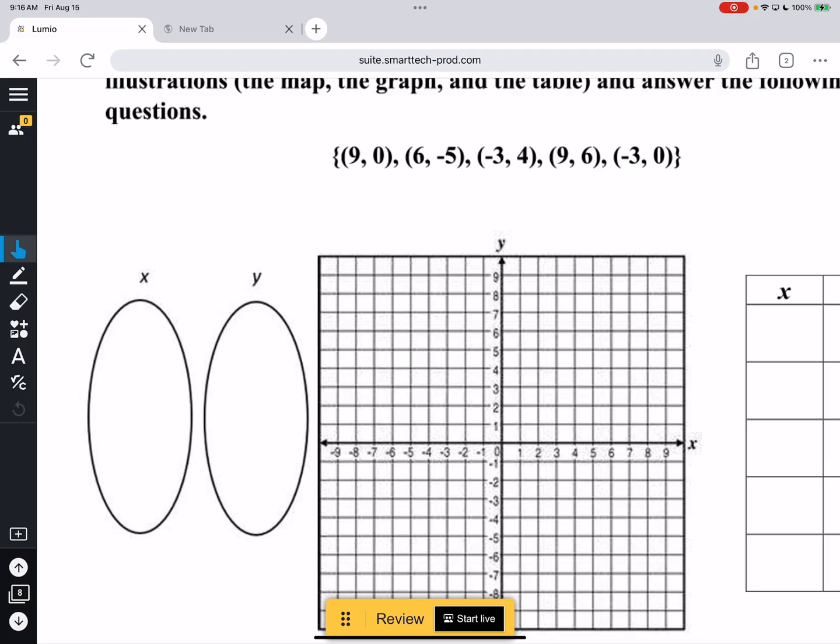We need to put the X values in order, but you only list them once. So you put them in order from least to greatest. Same thing for the Y, and then you list them once. So what would be our X values? The smallest one, negative 3. -3, 6, and 9. What about your Y values? -5, 0, 4, 6.